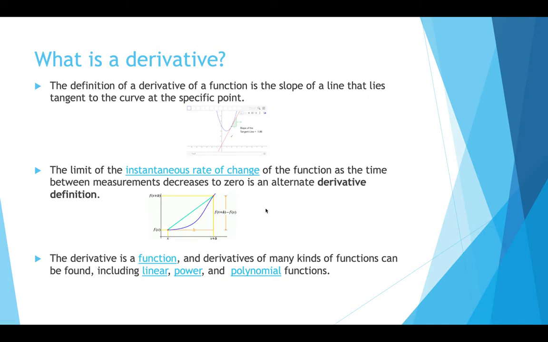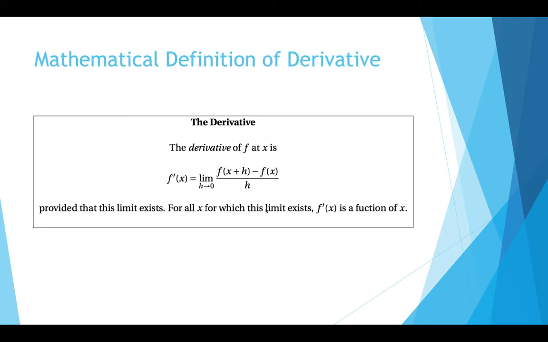The derivative is a function, and derivatives of many kinds of functions can be found, including linear, power, and polynomial functions. So the derivative of f at x, f prime of x, that's how we say that, is equal to the limit as h approaches 0 of f of x plus h minus f of x over h, provided that this limit exists. For all x for which the limit exists, f prime of x is a function of x.